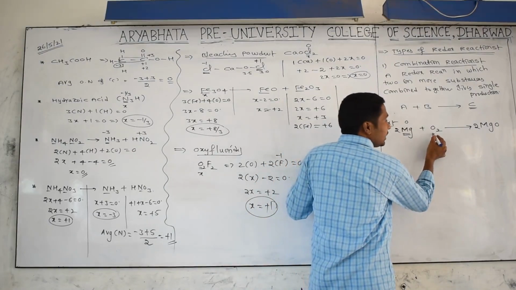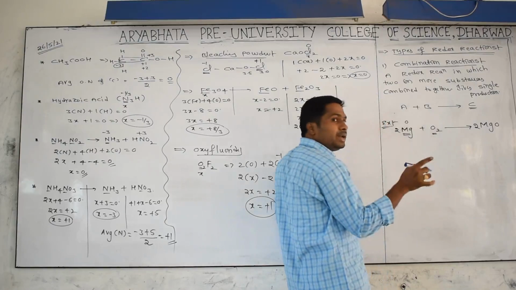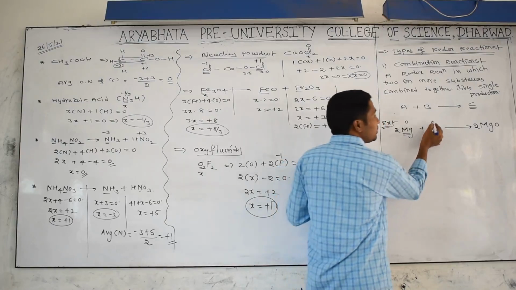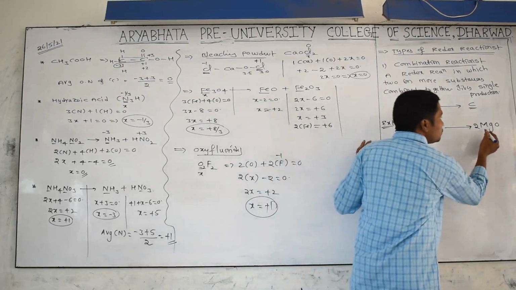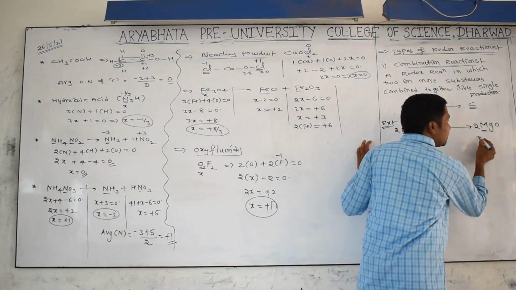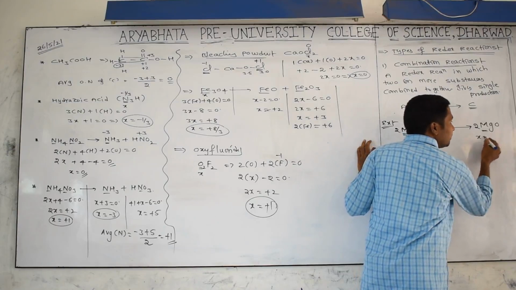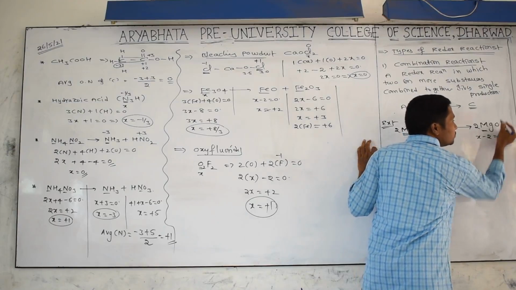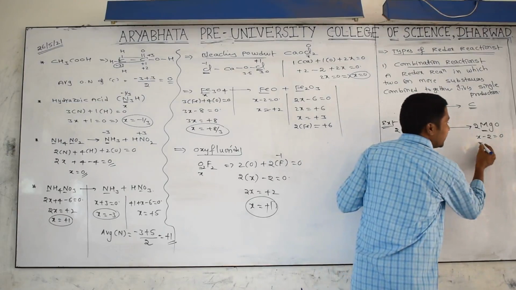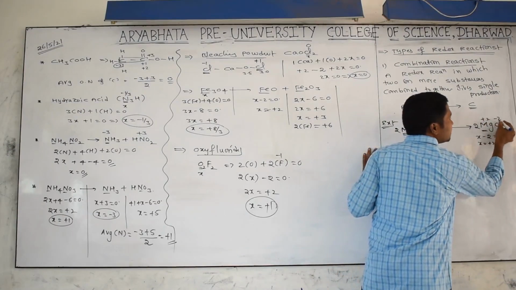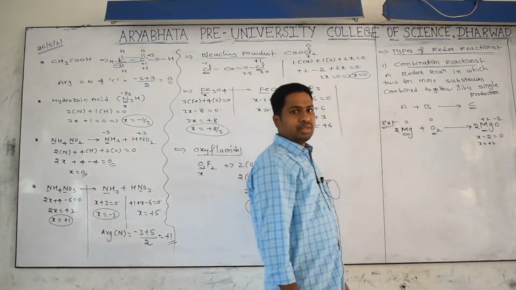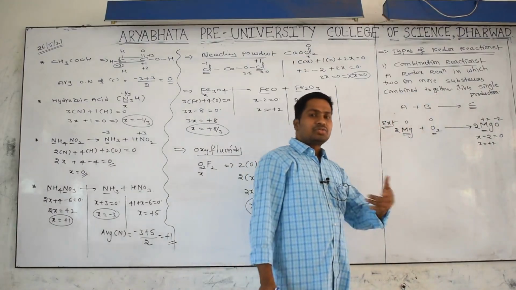Oxygen is also in elementary form. In elementary form, all its atoms have oxidation number 0. Now I want to find the oxidation number of magnesium, X. X plus oxygen's -2 equals 0, no charge. Then X equals +2. Magnesium is +2, and oxygen is automatically -2. Now tell me, is it a redox reaction or not?